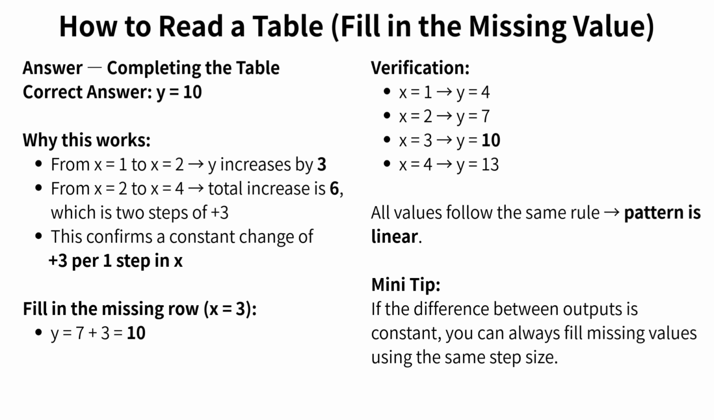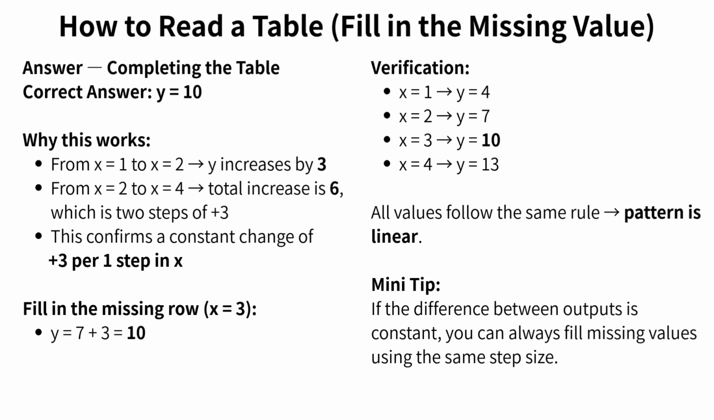Next, look at the jump from x equals 2 to x equals 4. The y value goes from 7 to 13, a total increase of 6. Because that represents 2 steps in x, 6 divided by 2 gives 3 per step. This confirms that the pattern increases by 3 each time x increases by 1.